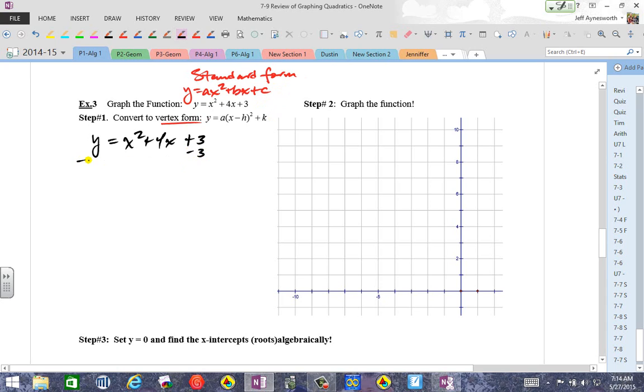This is the other way you can graph a parabola. This is the way I like to do it. Instead of using negative b divided by 2a, I get in this vertex form and then graph it using the parent values.